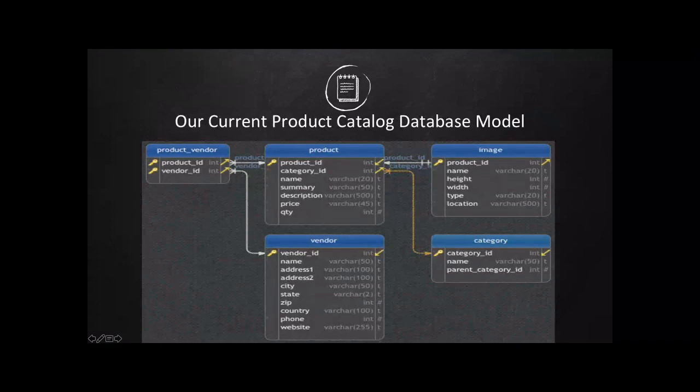So currently, our product catalog looks like this. We have a products table with a product vendor cross-reference table, which ties our products to vendors. We have an image table, and we have a category table. This was just a very simple model layout for a product catalog for us to display products on a web page or in an application.